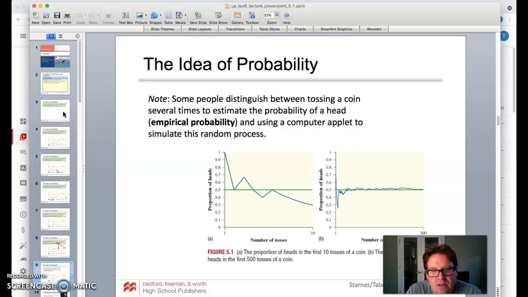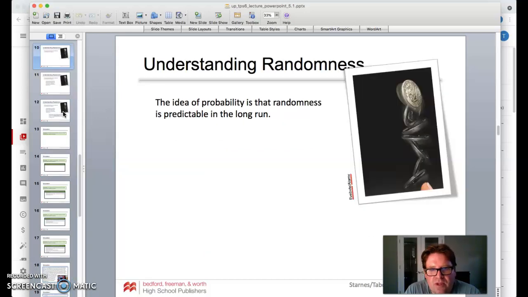Okay. Now, some people distinguish between tossing a coin several times to estimate the probability of a head, empirical probability, and using a computer applet to simulate this random process. So you can do random numbers, there are all sorts of simulations out there that you can use. All right, so let's talk about randomness.